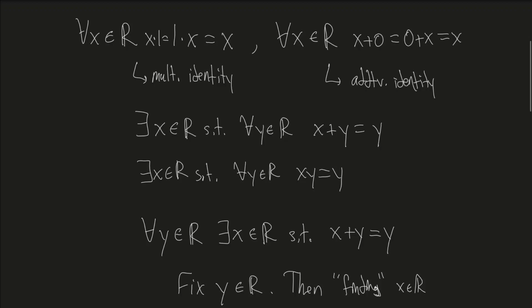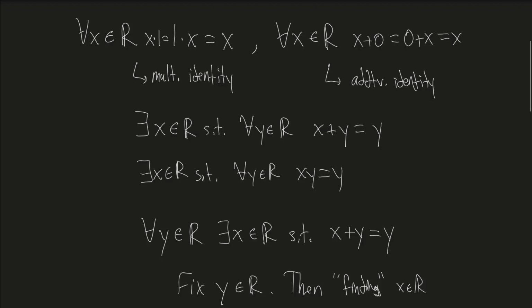So for multiplication, we have, for all x in the reals, x times 1 equals 1 times x, which is just equal to x. So 1 is what we would call the multiplicative identity for the real numbers, because if we multiply 1 with anything, we get back that same number. Then similarly for addition, we can say for all x in the reals, x plus 0 equals 0 plus x equals x. So hopefully you kind of see what's going on.